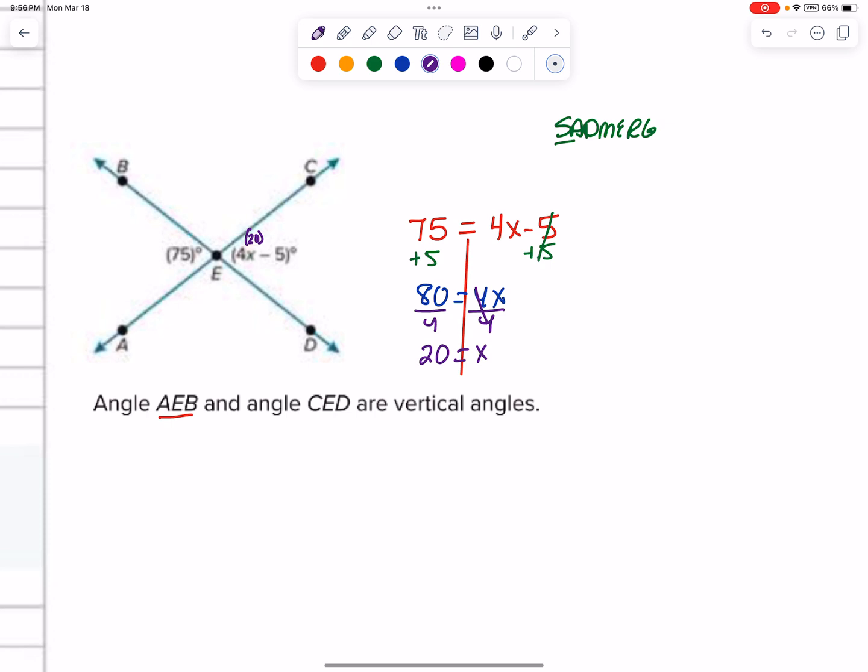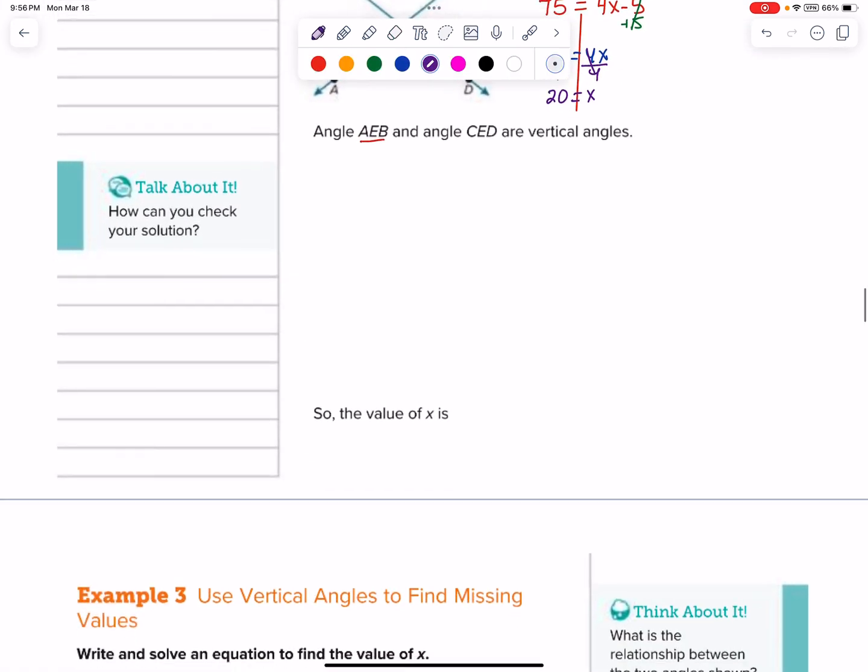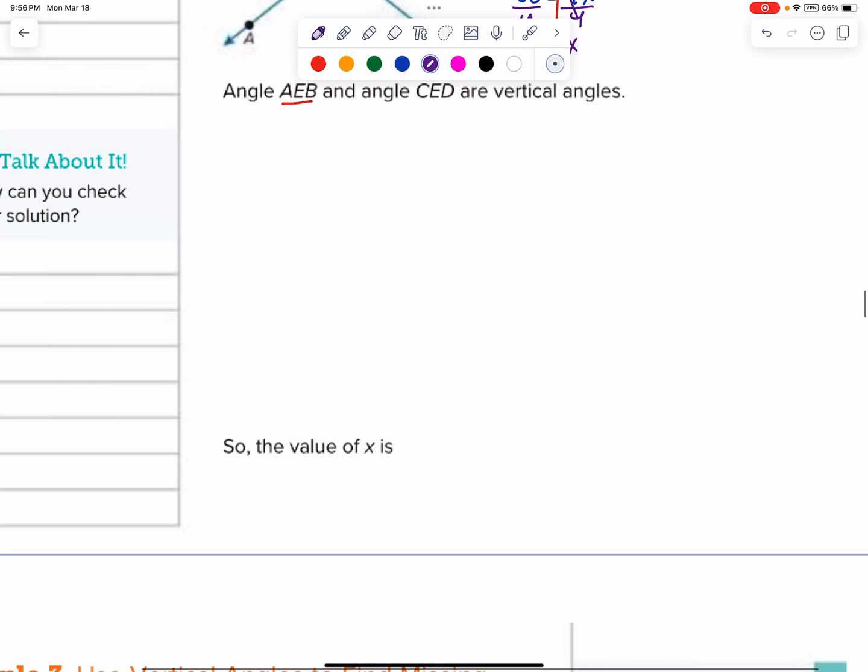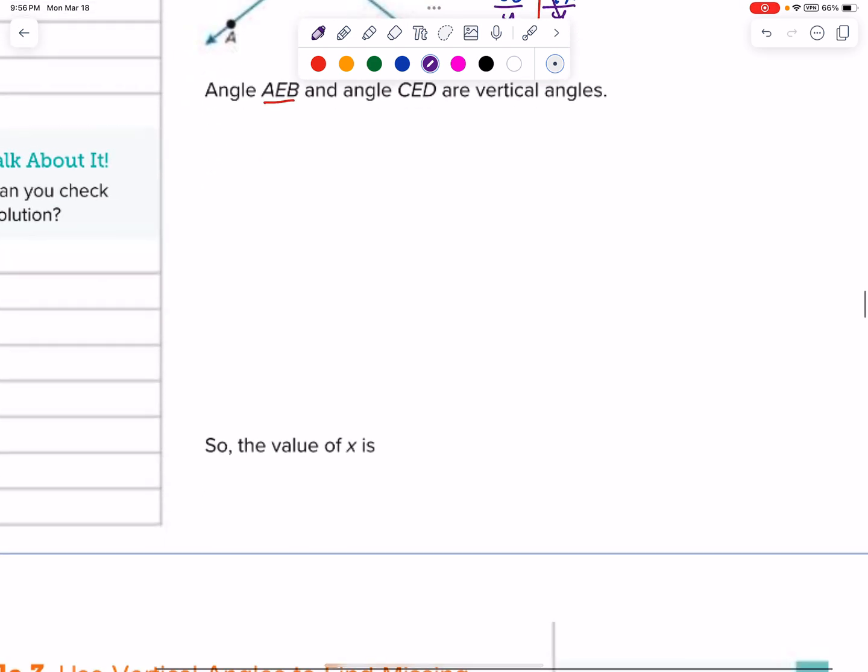If you plug that in, 20 times 4 would be 80. And 80 minus 5 is 75. So that is correct. 75 equals 75. Okay. And there we go. All right, let's go ahead and move down here. It says, so the value of x is, and we said 20.